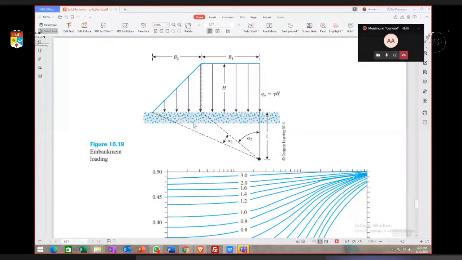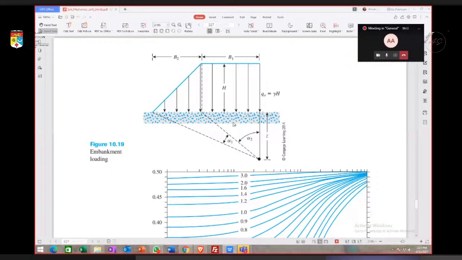For example, we want to build a highway on top of the embankment here. So we need to build an embankment so that the soil is stable. To calculate the increase in stress due to the embankment, for example, what is the stress at this point due to the weight of the embankment, we can use the equation given here.